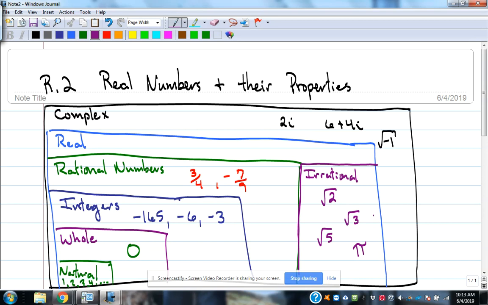Pi is also considered irrational. You might remember pi from geometry class. It's not just 3.14. It's got a whole bunch of decimals after that, 59, 196, and something like that. It's a whole bunch.